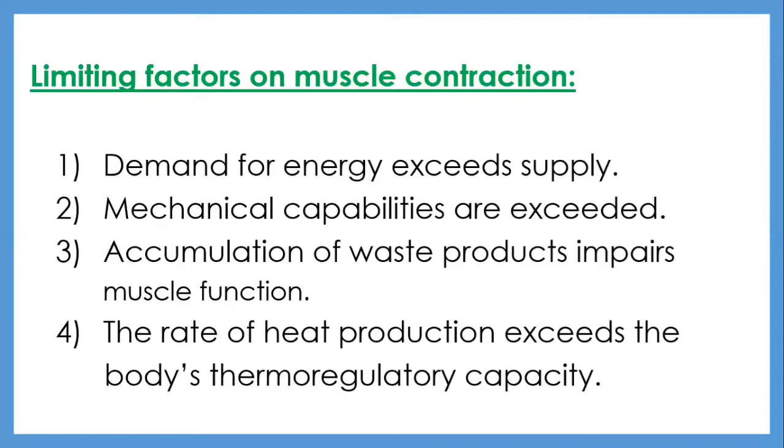And the third limiting factor, that would be accumulation of waste products impairs muscle function, which I just mentioned earlier. Now in here, this can occur during static muscle activity as described in the previous chapters. And finally, the last limiting factor on muscle contraction, that would be the rate of heat production exceeds the body's thermoregulatory capacity. Now, excess heat can no longer be dissipated and body temperature increases. So, cardiovascular capacity is impaired in this case.